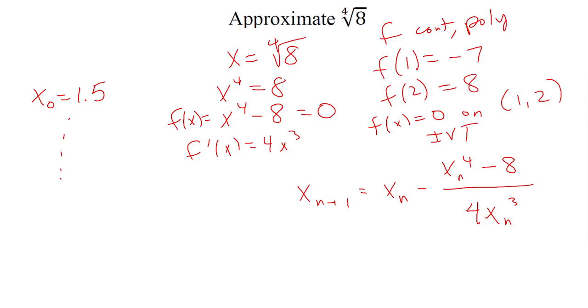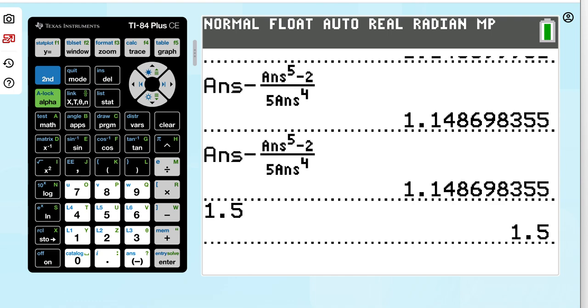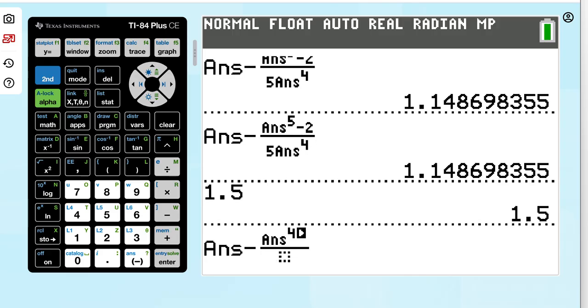So we're going to have some values. You'll write them all down as we go through. I'm not going to, because that's a lot of switching back and forth on my screens. But we'll start with 1.5. We'll put in our formula, x sub n minus, and then in our fraction, the numerator is going to be x sub n to the 4th minus 8 over 4x sub n to the 3rd.